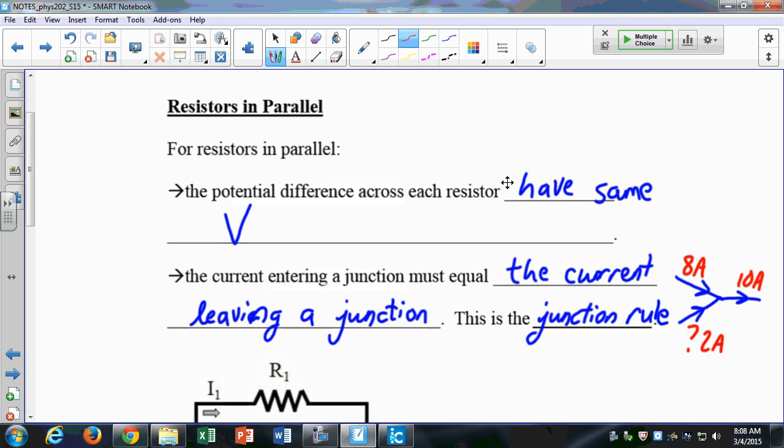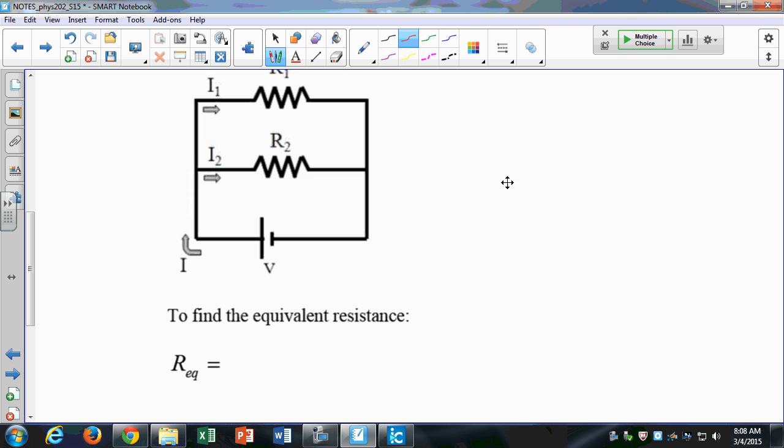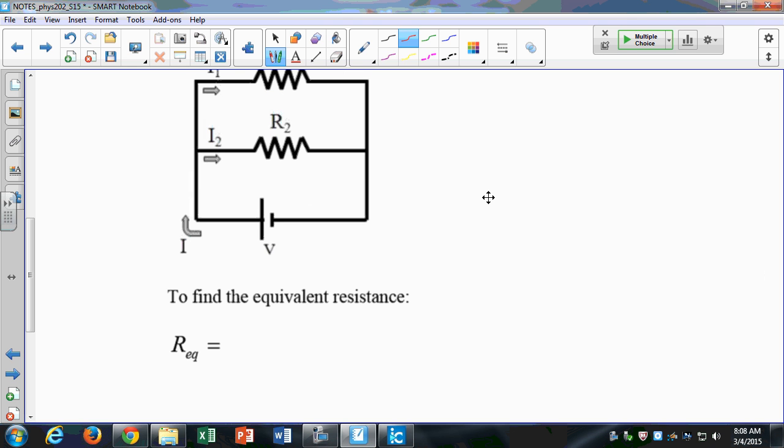Because you can't lose current. You can't either lose or gain current. So whatever current's coming in here has to be coming out here. Otherwise, you're losing current to some outside source, or you're gaining current from some outside source. And the equivalent resistance for resistors in parallel is the same as for capacitors in series. That's 1 over R1 plus 1 over R2, plus however many resistors you have.